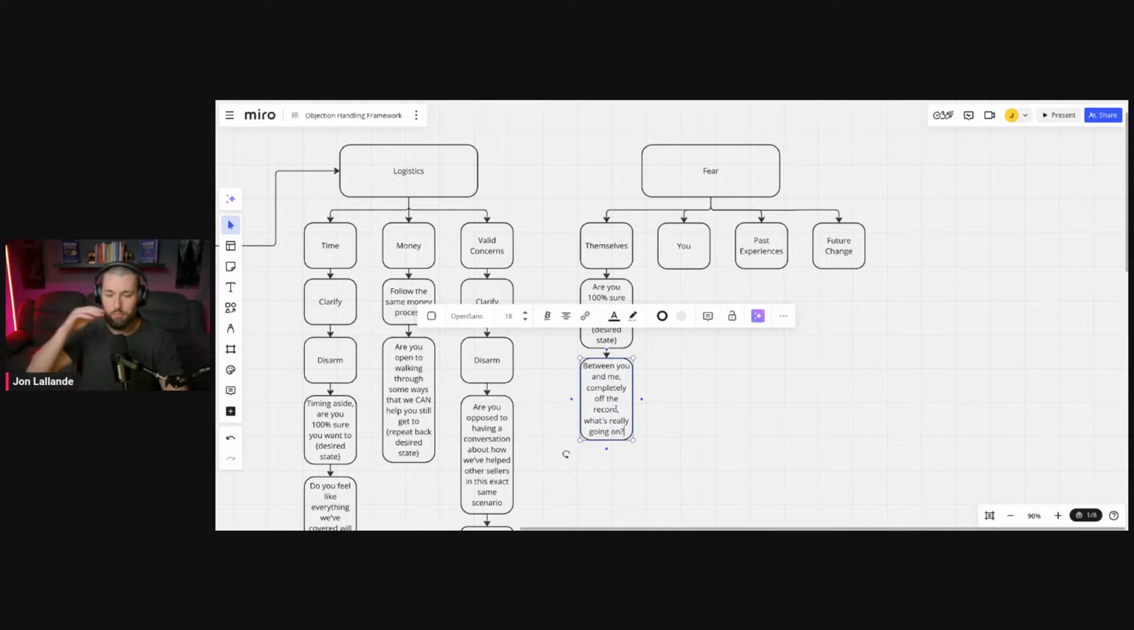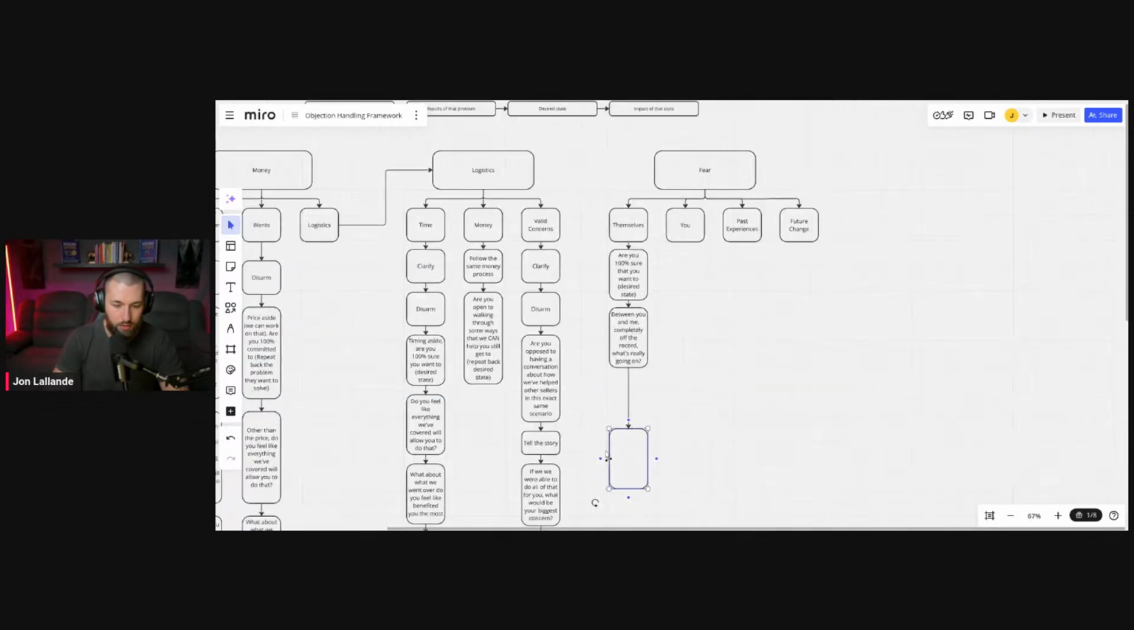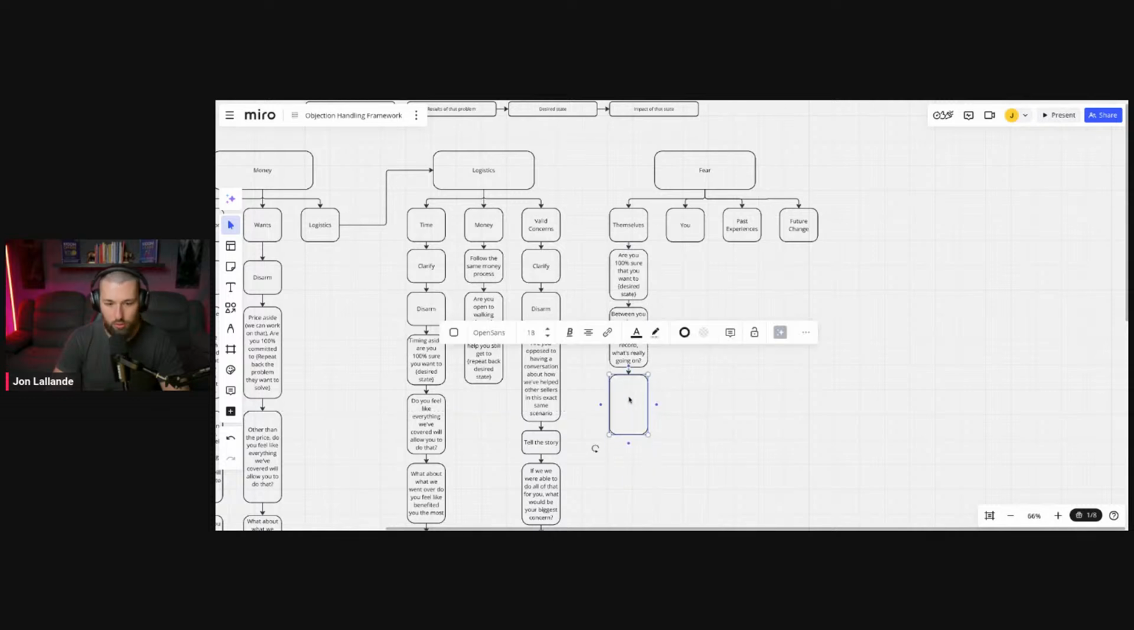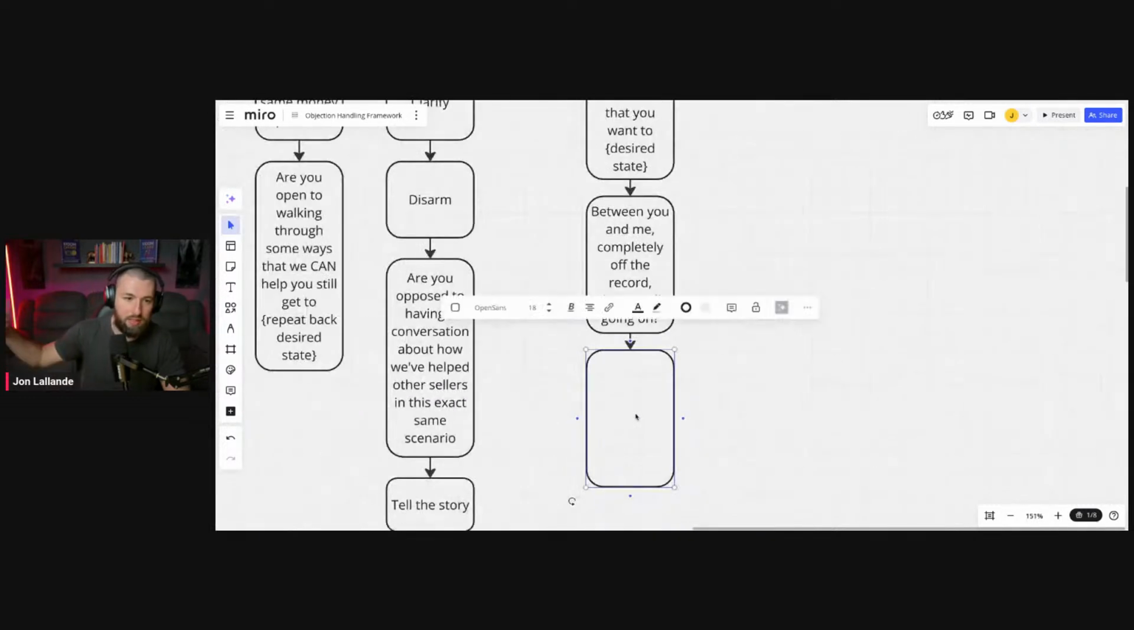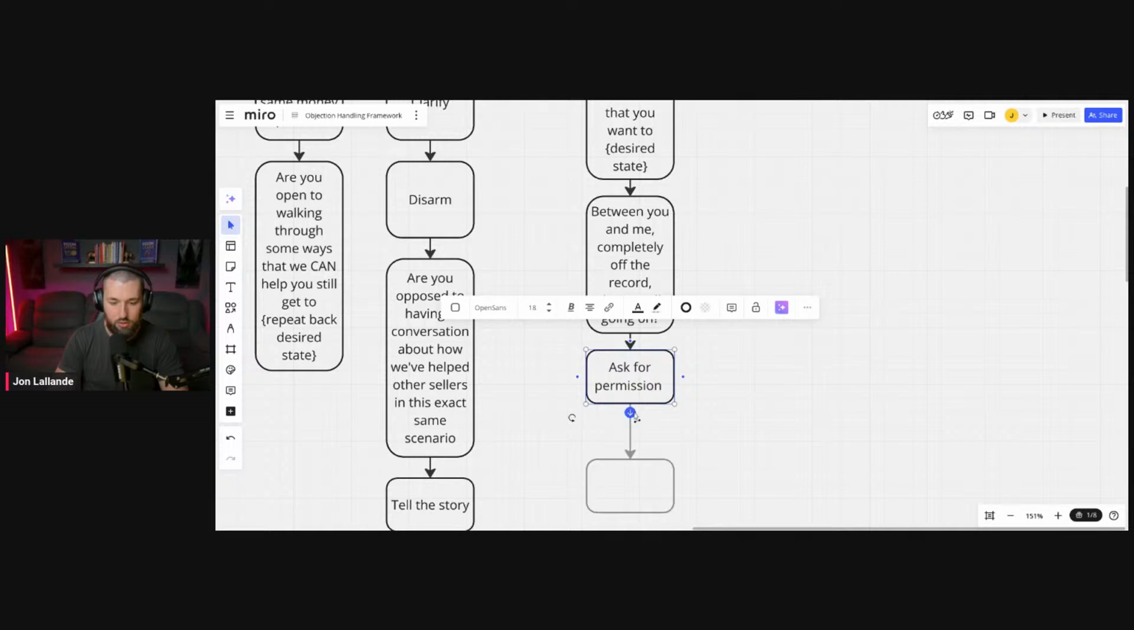Between you and me, completely off the record, what's really going on? Now they're going to say, well, I just have notoriously made bad decisions. That's why I'm in this situation in the first place. And I'm scared that I'm going to make the wrong one. I say, cool. Do you mind me walking through something that I've done with some other sellers that has helped them in this situation as well? Right? So I'm going to ask for permission. They're going to say yes. And then I'm going to tell a story.